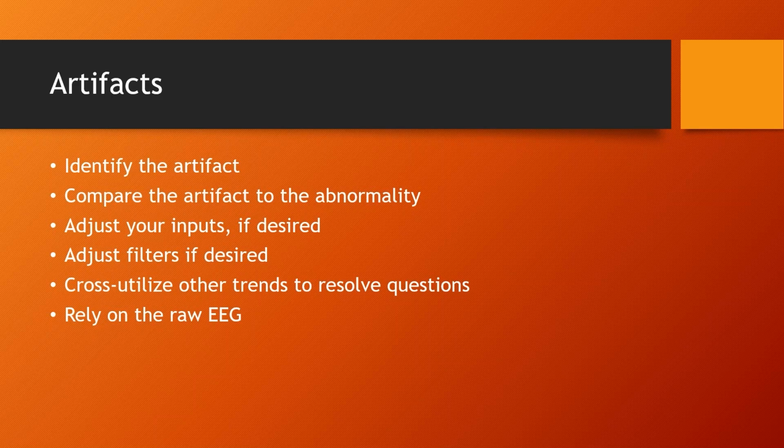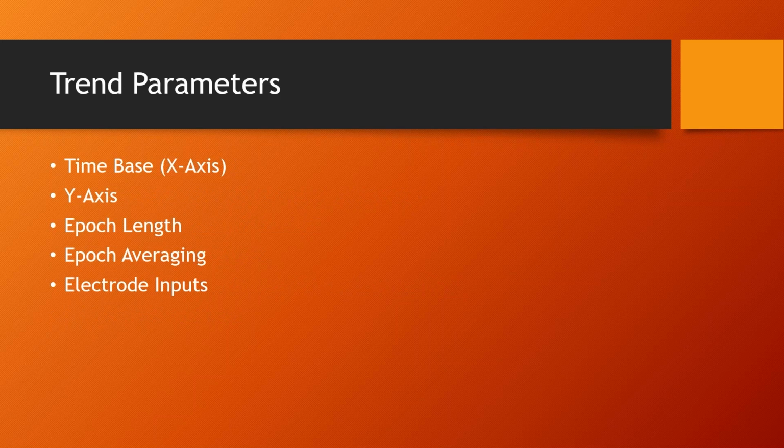So that's kind of the overview of artifacts. Oh, now one just showed up. A question just showed up. Okay. If trend panels are already useful to see sudden changes in the EEG, then why go through the trouble of identifying artifacts?